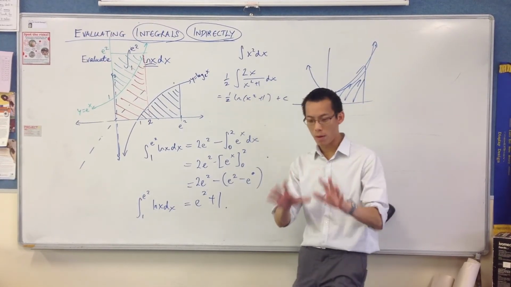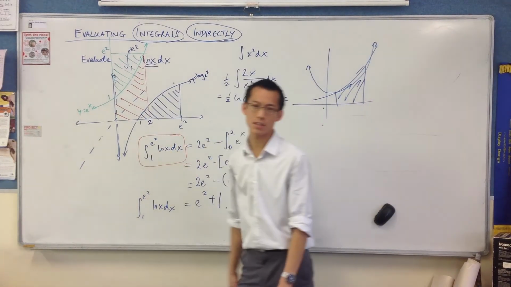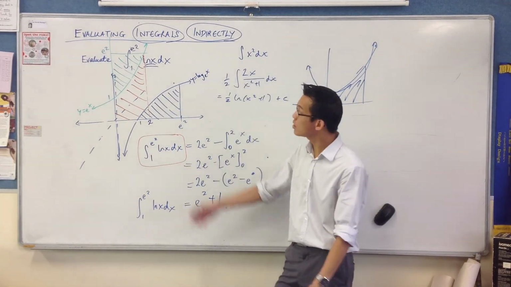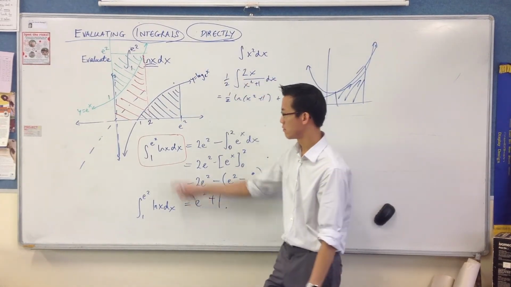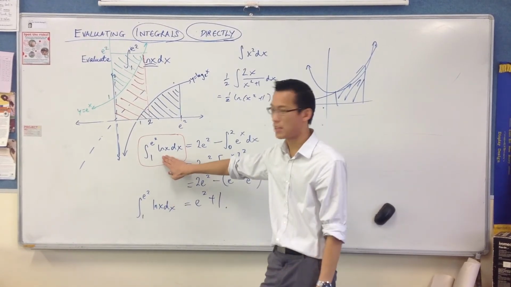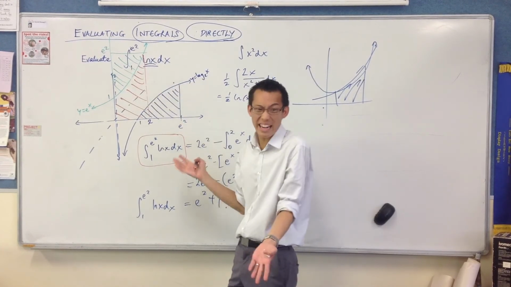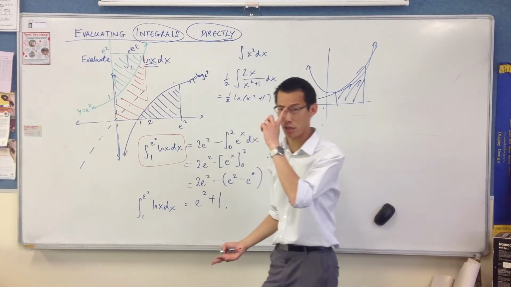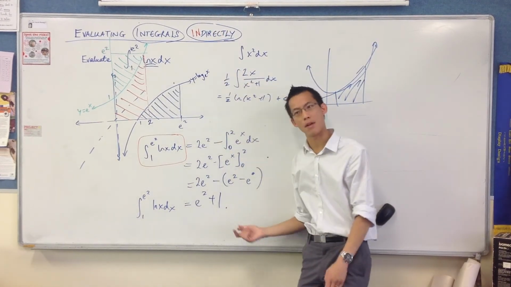But my point was, if you get given a definite integral and you need to evaluate it, you can do it directly if you like. Just find the primitive, chuck in the numbers, off you go. But you don't have to, because a definite integral is just a number. More specifically, it's just an area. So if you can work out an area that's easier or more simple, then you might as well do it indirectly. You'll just get the same number out at the end.